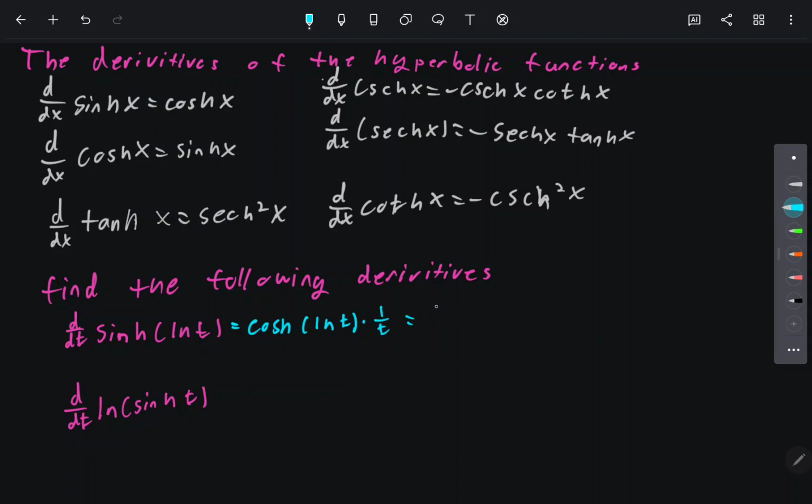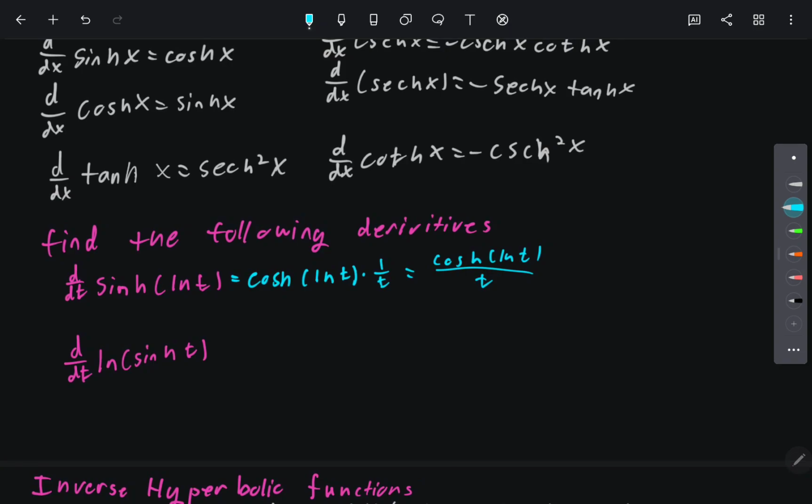So we get an answer of the hyperbolic cosine of the natural log of t divided by t. And there we go. For the second one, we're going to have to do a bit of simplification afterwards, I can tell. But we are going to get an answer.